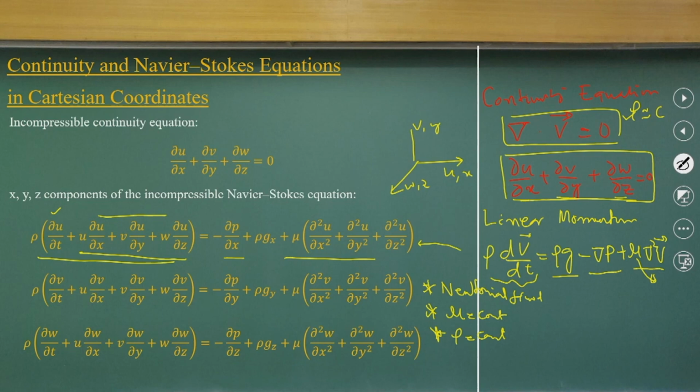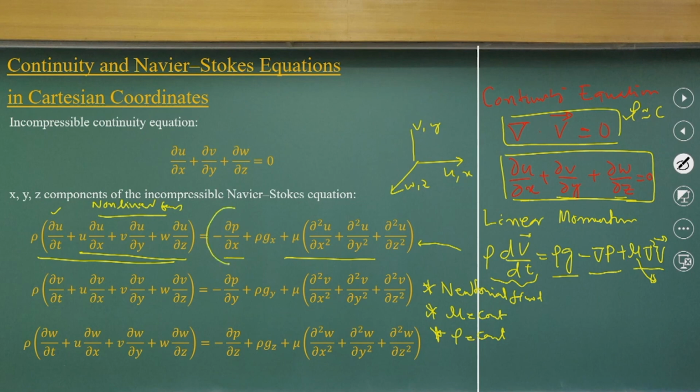But if I interpret these equations as a mathematician, these are the nonlinear terms, because there is a multiplication of u and del u by del x, v and del u by del y. So, there are nonlinear terms in the convective acceleration terms.